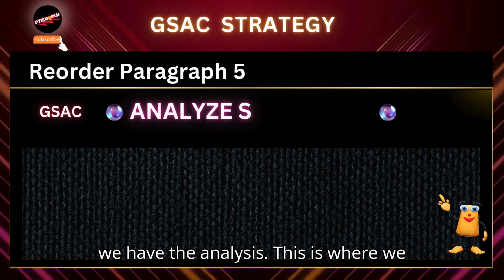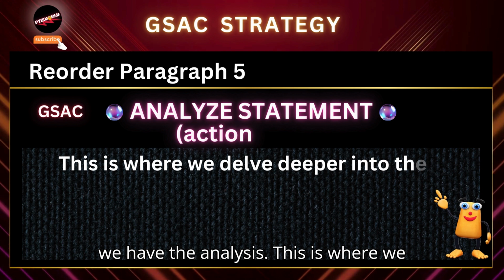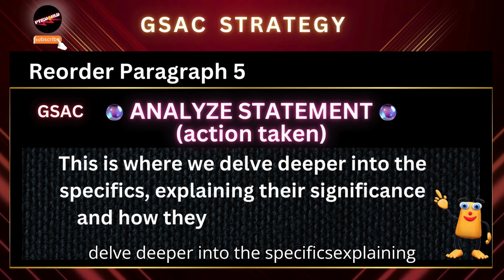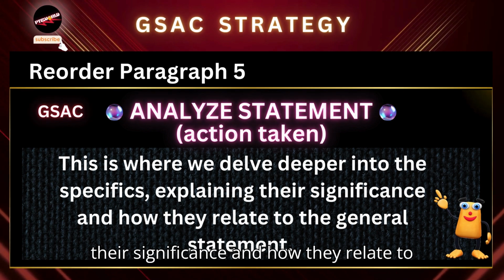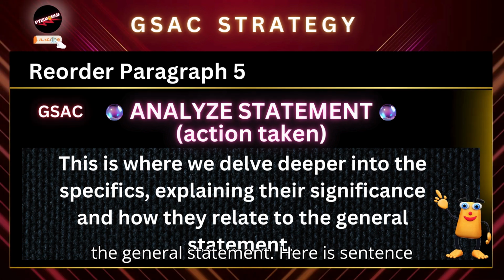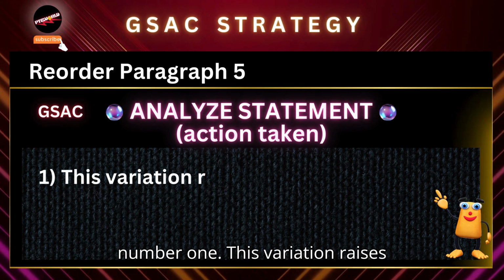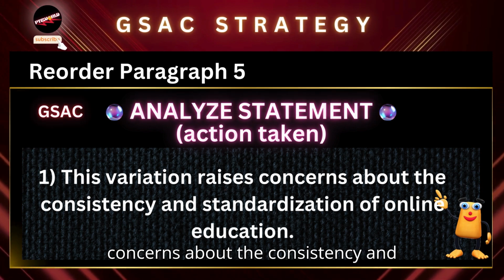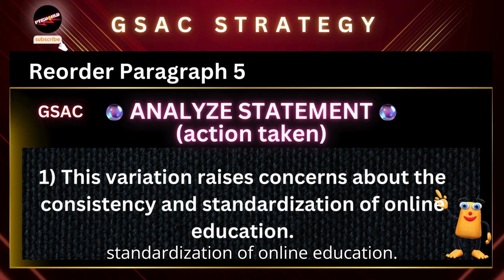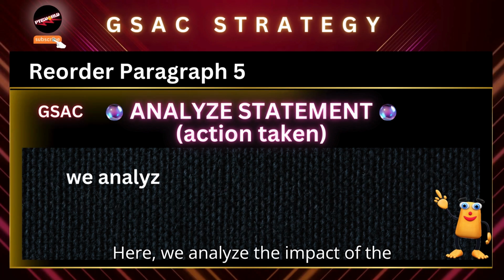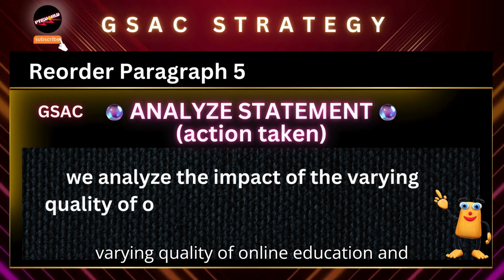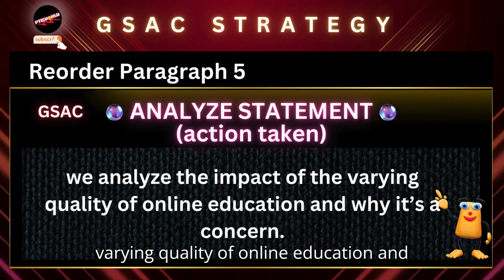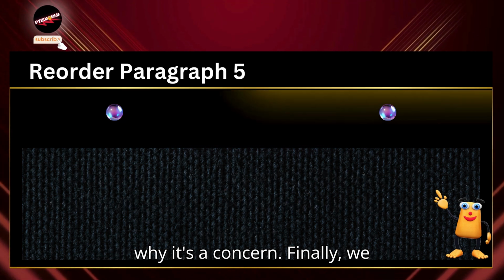After that, we have the analysis. This is where we delve deeper into the specifics, explaining their significance and how they relate to the general statement. Here is sentence number 1. This variation raises concerns about the consistency and standardization of online education. Here, we analyze the impact of the varying quality of online education and why it's a concern.